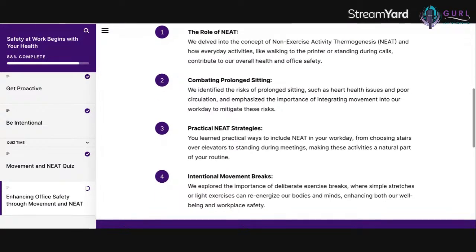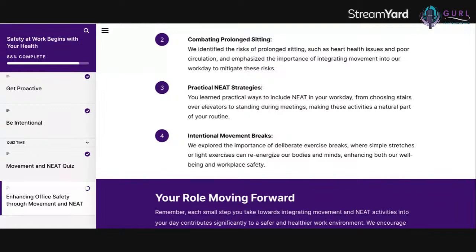One, the role of NEAT. We delved into the concept of NEAT, non-exercise activity thermogenesis, and how everyday activities like walking to the printer or standing during calls contribute to our overall health and office safety. Two, we learned about combating prolonged sitting. We identified the risk of prolonged sitting, such as heart health issues and poor circulation, and emphasized the importance of integrating movement into our workday to mitigate these risks.